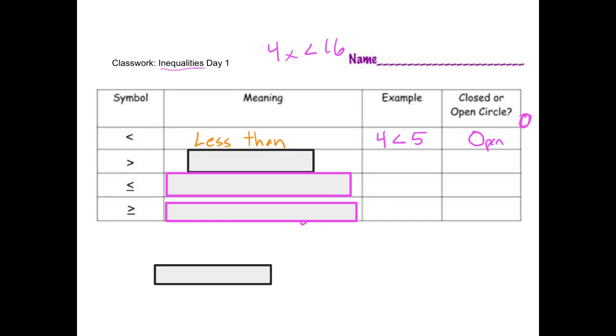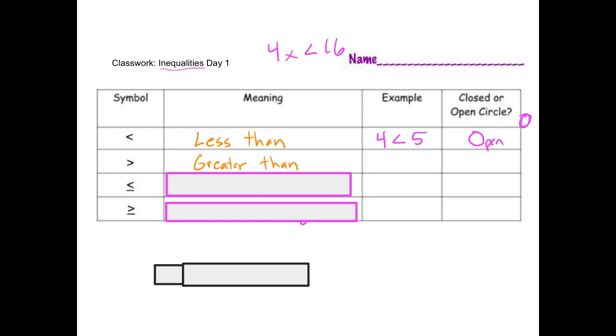Our next one is the greater than sign. Same type of idea here. We've got 4, and this time we'll make it greater than 3. And this is another open dot, so again, we'll put that open there. I'm burning through this fast, but you'll be okay.